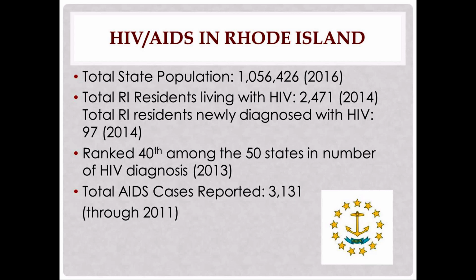So Rhode Island, what does HIV look like in Rhode Island? Again, in the state, there's about 1.1 million people. There's an estimated 2,500 people living with HIV in Rhode Island. Every year, approximately 100 people are diagnosed with HIV. Again, Rhode Island in general is considered a relatively lower incidence HIV state, and through 2011, there have been about 3,000 AIDS cases reported in general.